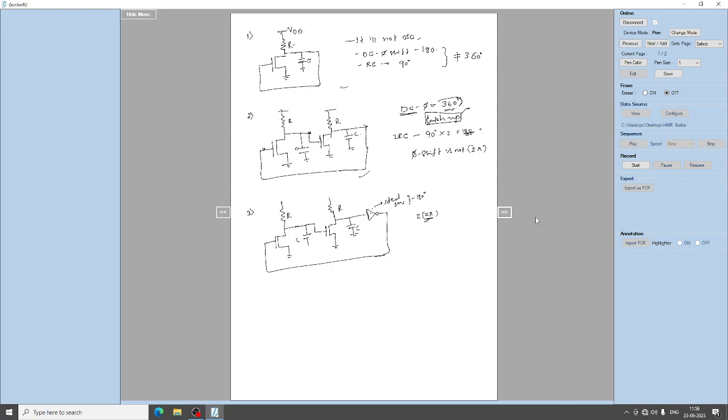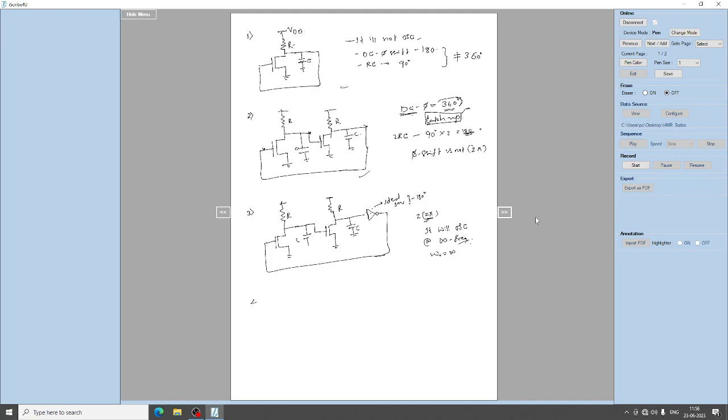Even though it satisfies this, it will oscillate at infinite frequency. So the oscillating frequency omega naught is infinite, very high. So this will also not be in use, you cannot use this to generate oscillations.